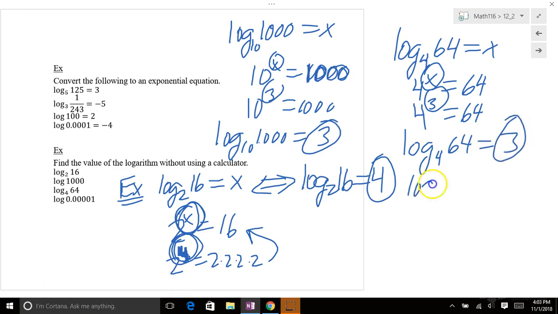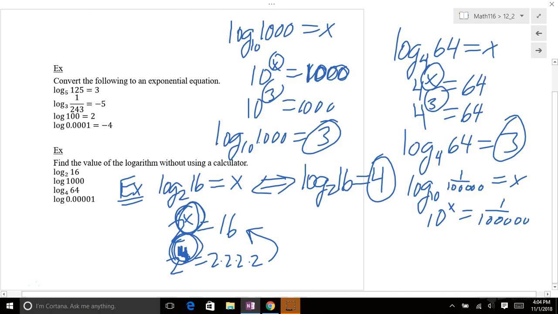Okay, this last one here is log, and notice they don't write the 10 in, of 0.00001. Well, that's 1 100,000ths. I'm actually going to write it as 1 100,000ths. Log base 10 of 1 100,000ths is x. So now I'm going to run the exponential form: 10 to the x equals 1 100,000ths. What does x have to be?